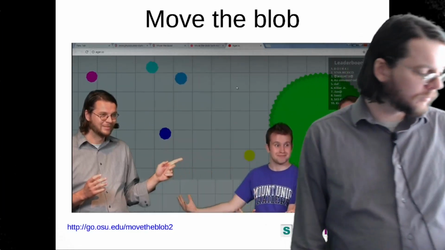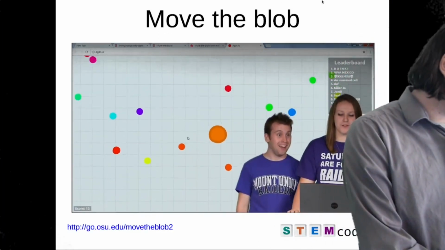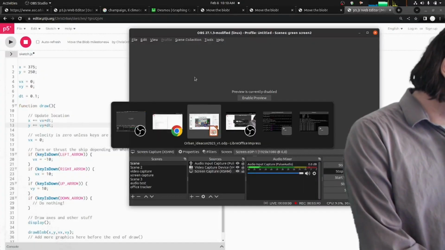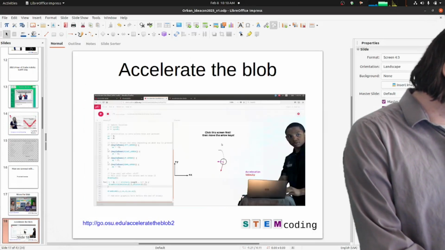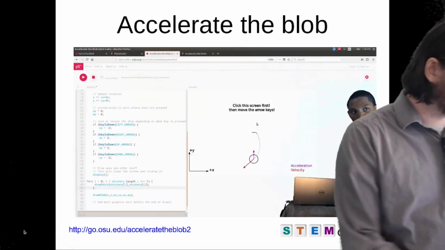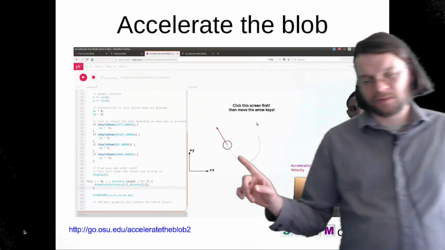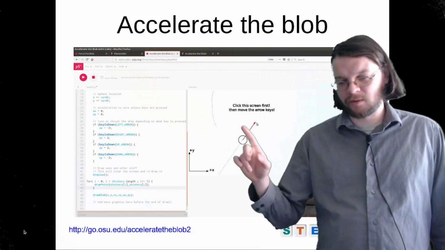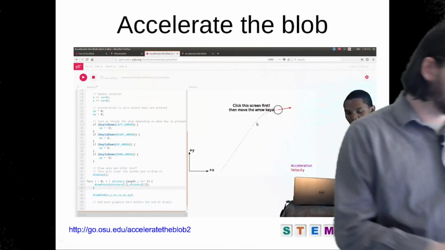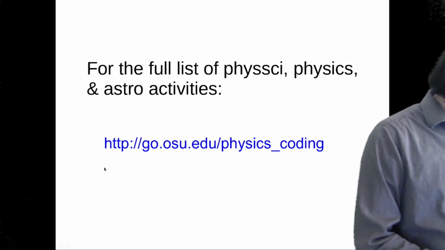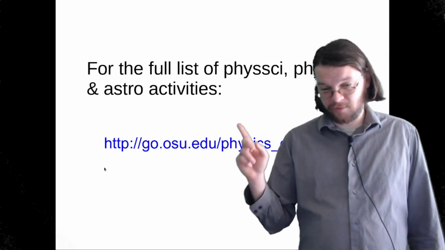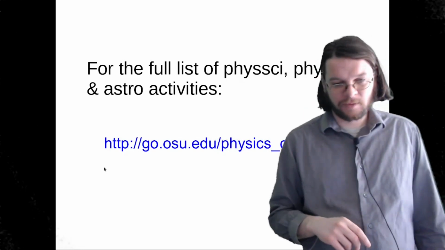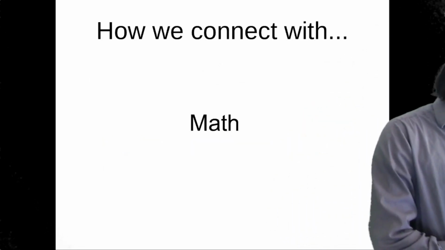Come on, gotta click through here. Yeah, so here's Accelerate the Blob. So you can see that the arrow keys are controlling the acceleration now. So it's a little bit more interesting dynamics there. All right. So for a full list, and there's a very long list of physics and astronomy, I even go into electromagnetism, that sort of thing. So please check that out.